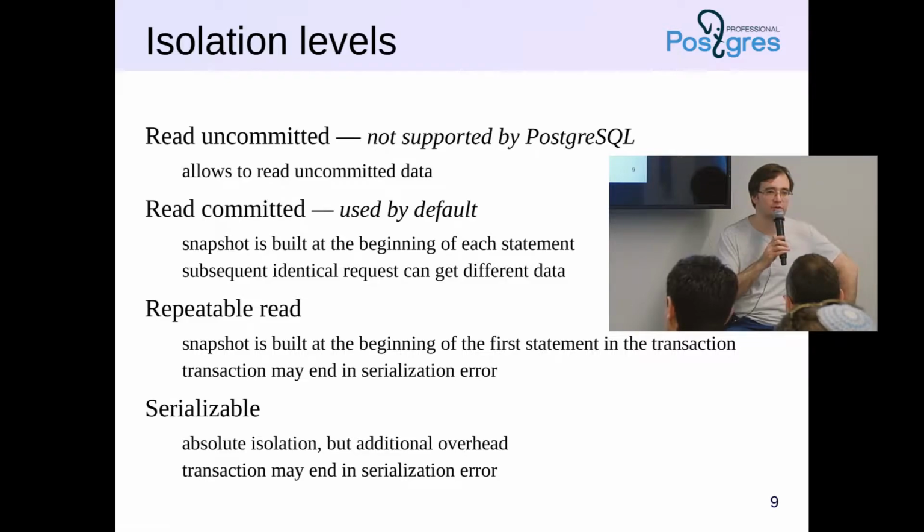The last isolation level is serializable. On the serializable level, your transaction works as though it is working alone in the database. So if your transaction is correct alone, it will be correct in any concurrent execution. So on this level, you cannot think about isolation at all, just write code as if you work alone.